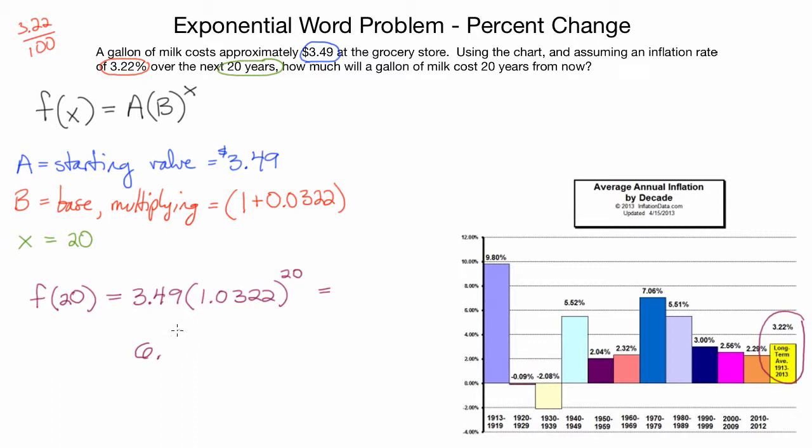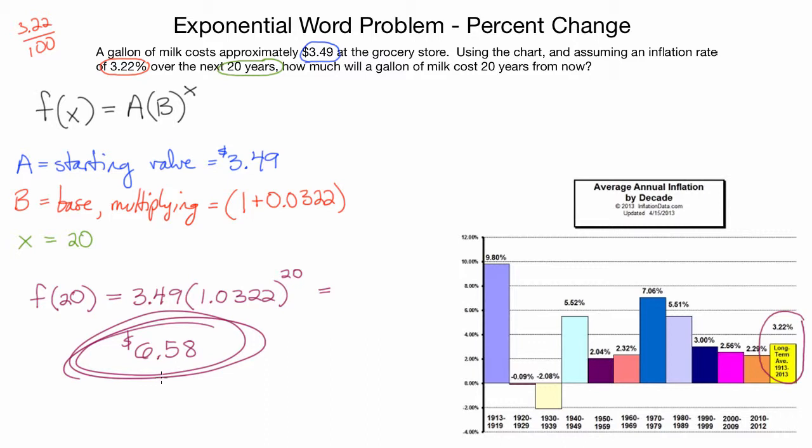But we're understanding we want to know how much will a gallon of milk cost, so I want to round it to the nearest cent. There we go. In 20 years, we can expect, if we pay about $3.49 now for a gallon of milk, in 20 years, we can expect to pay about $6.58.